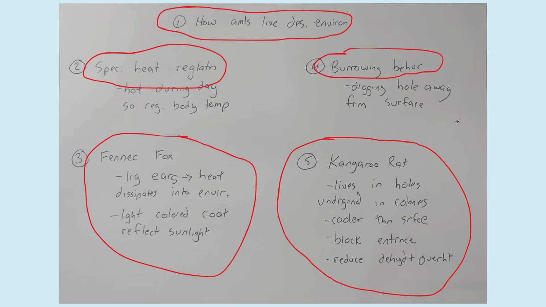Here are the notes that I took when I was doing this answer. It's basically what I just told you. At the top of my page, I list the topic, how animals live in desert environments. Then I get the first thing, which is specialized heat regulation, and a few details. Then I mention the example and as many details as I can get. The second thing, burrowing behavior, maybe a few details. And then the example and as many details as I can get.